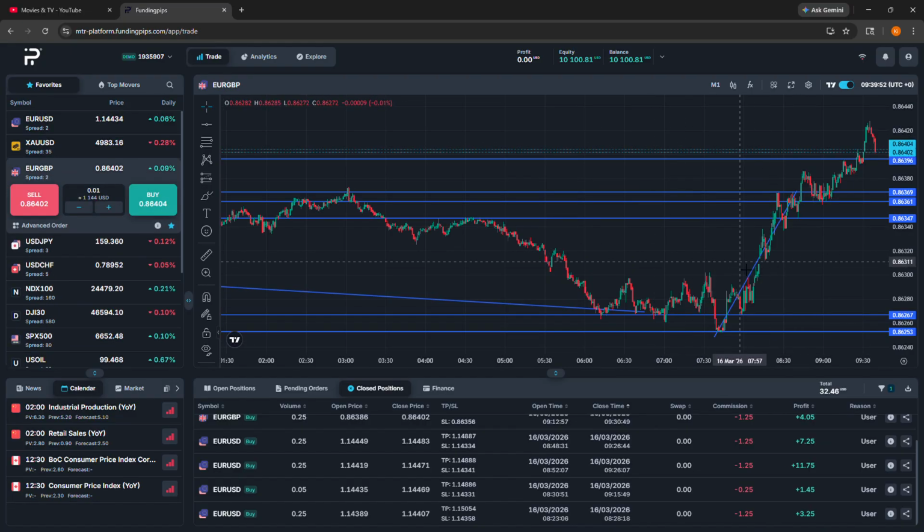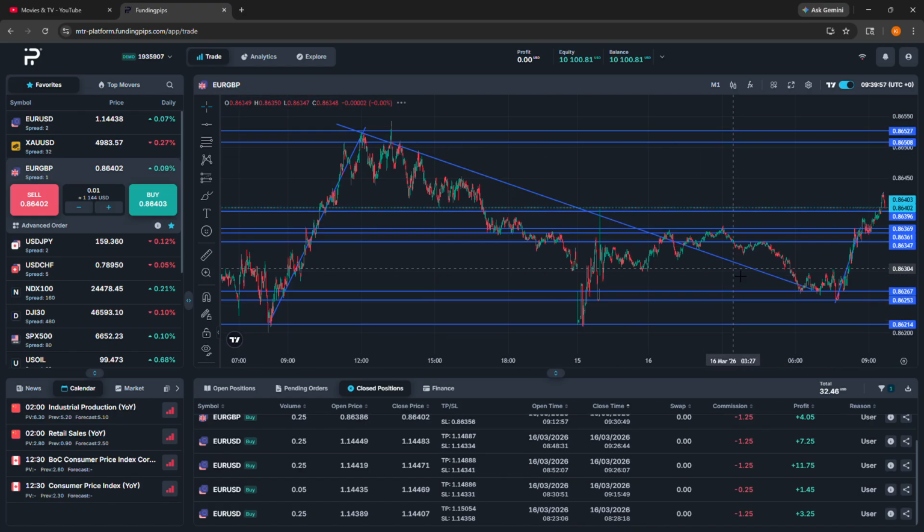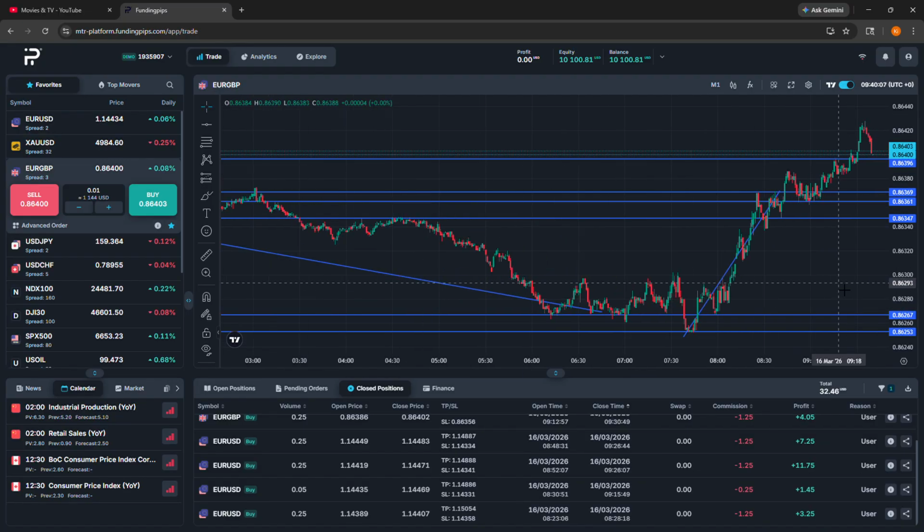What happens is I want to be on the front side, not on the back side. I don't want to be trading here. I don't want to be shorting here because I'm not very good at shorting. So what I want to do is trade the front side.